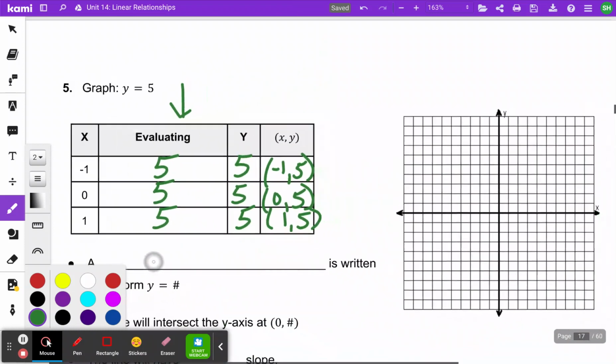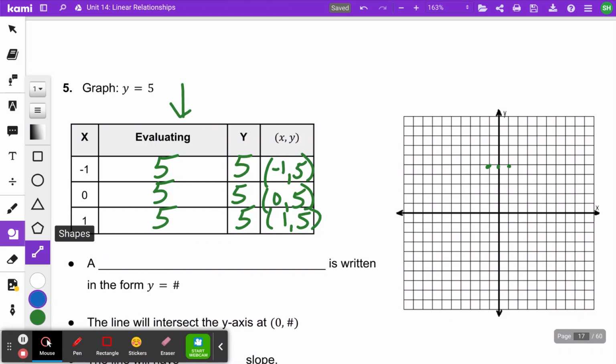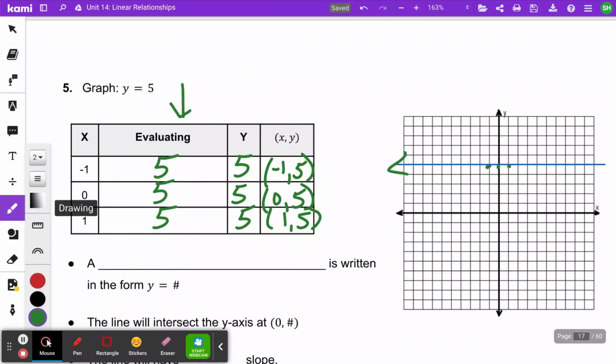So if you graph something like this, that's -1, 5, or left 1 and up 5. And then 0, 5 would be just up 5. And then 1, 5 would be right 1 and up 5. And you'll notice they're connecting in a very particular way. They're connecting horizontally at that spot. And so anything that is y equals will be a horizontal line.